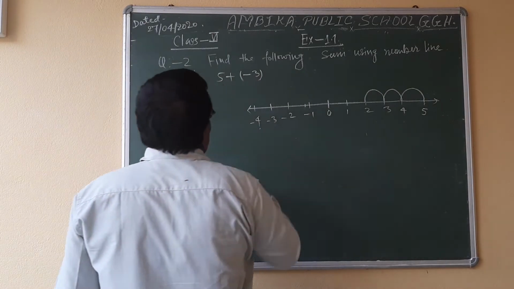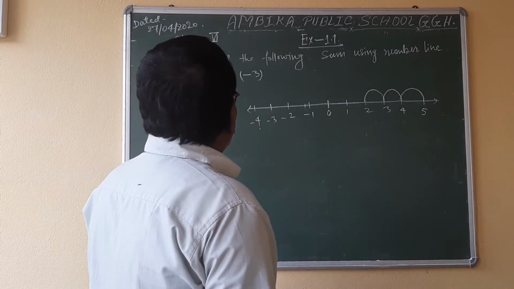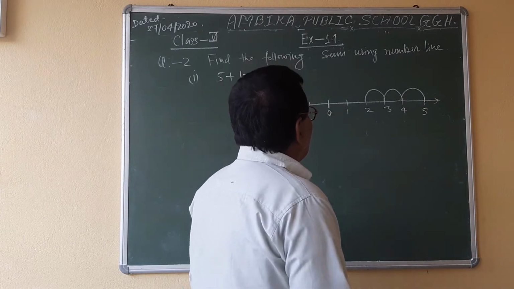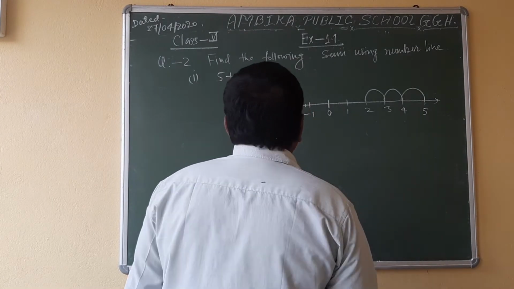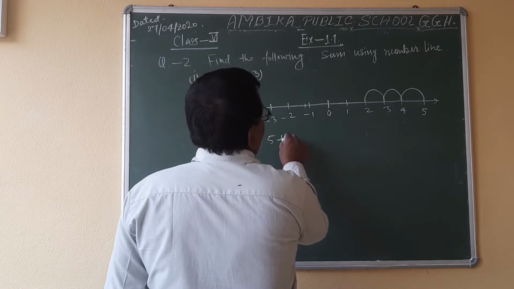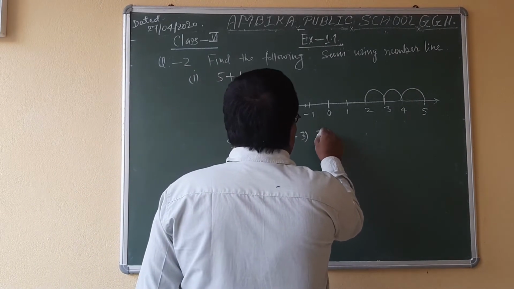Starting from 5, we move 3 steps left. We reach point 2. So 5 plus minus 3 is equal to 2.